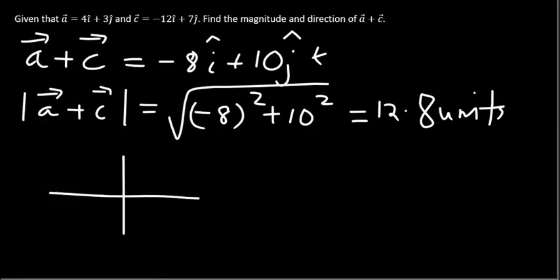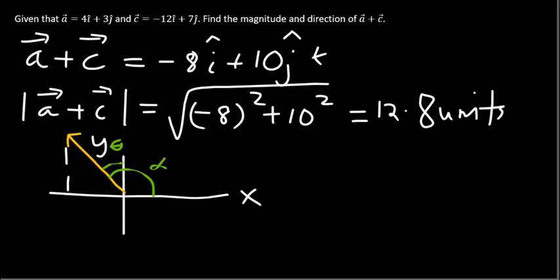We know that in the xy plane, the a plus c vector has a minus 8i hat term, so it has a negative x component and a positive y component. That means the vector is given by that yellow arrow. The direction can be found by computing that angle. Let's call it alpha. But first we need to figure out that other angle. Let's call it theta.